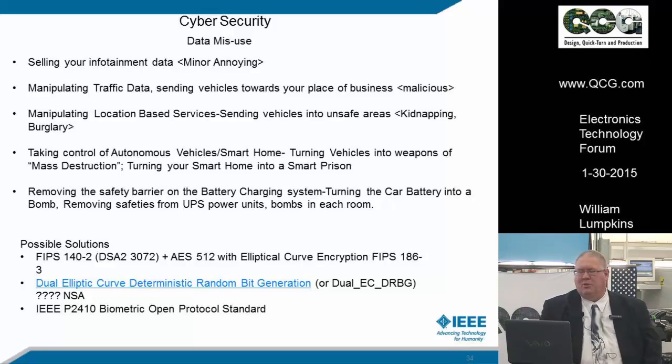I mentioned dual elliptical deterministic random bit generation. I put it up there as a joke, well, not a joke, but many years ago, NIST recommended using Dual EC-DRBG as a recommended security protocol. What they didn't tell you, and what NIST didn't know, was that the NSA had hacked it years before, and they didn't tell anyone except the employees of NSA. And so they're the ones that recommended it to NIST that they include it.